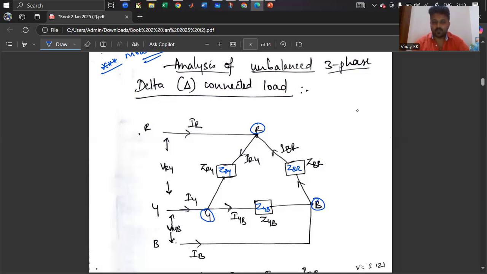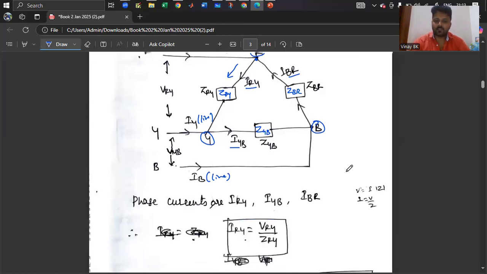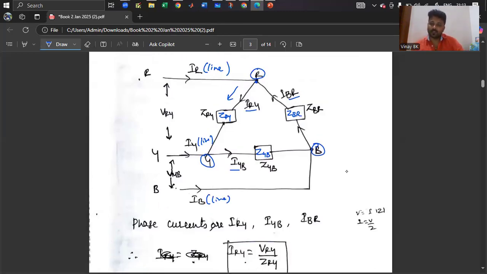And at R, IR, the line current, is flowing, and it is divided at R, splitting into phase currents. So the phase current from R to Y is IRY, Y to B is IYB, B to R is IBR. So you should define line currents and phase currents here first. That is why I am defining the phase currents, the currents that flow in the phases: R to Y phase is IRY, Y to B phase is IYB, B to R phase is IBR.